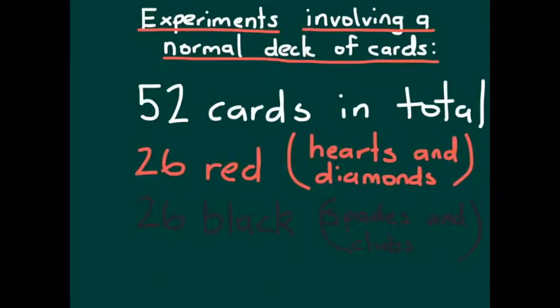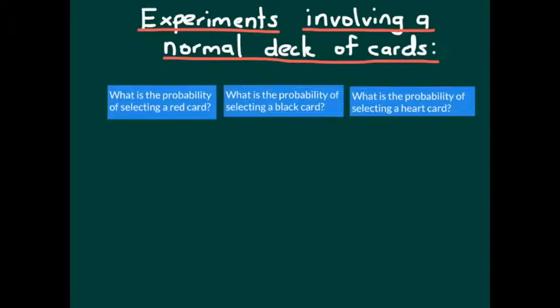So once more, 52 cards in total, 26 are red, which includes hearts and diamonds, 26 are black, which includes spades and clubs. Now that we know that basic information about a deck of cards, we can start to look at some different probability and chance experiments. Therefore, what is the probability of selecting a red card? Well, I know that there are 26 red cards out of 52. I also know that that is exactly half. So there's a half chance of selecting a red card.